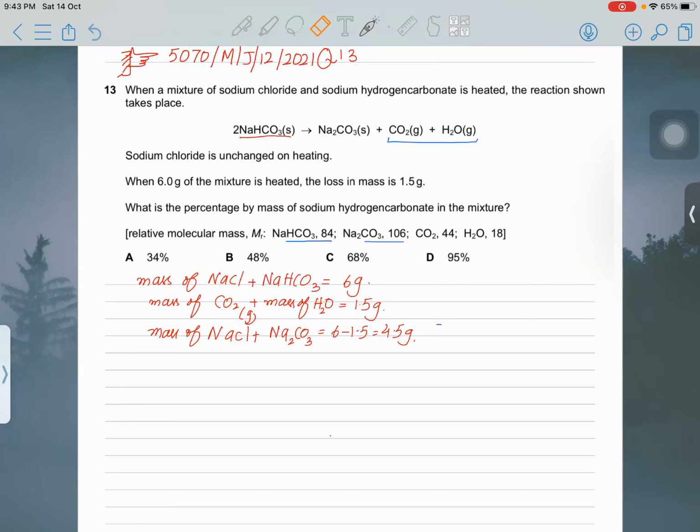When a mixture of sodium chloride and sodium hydrogen carbonate is heated, the reaction shown takes place. 2 NaHCO3 and... Yes, any idea? No, sir.